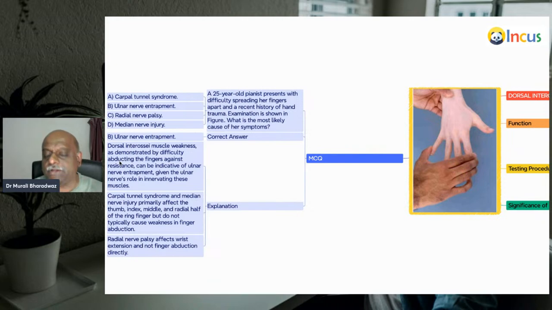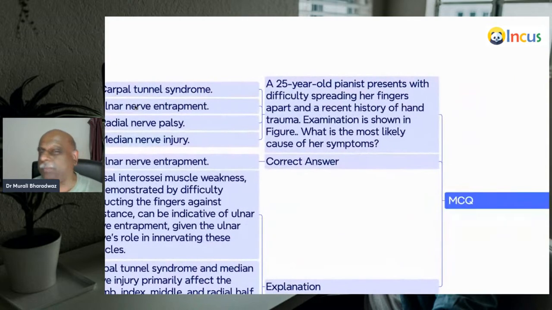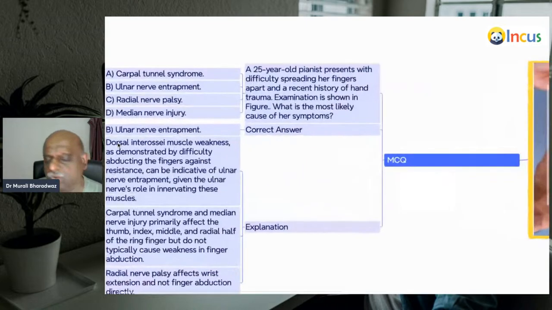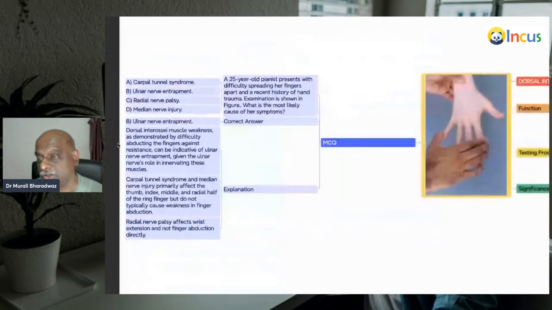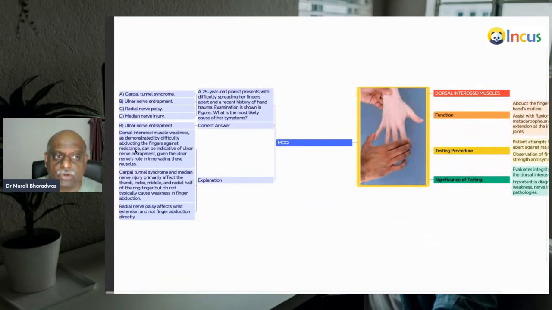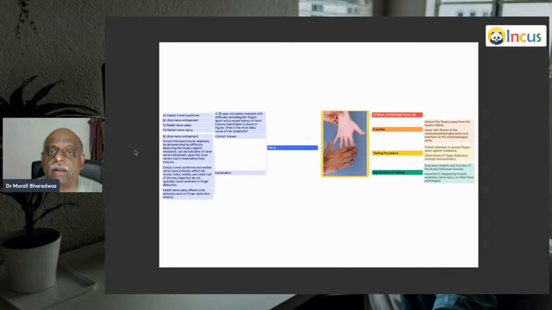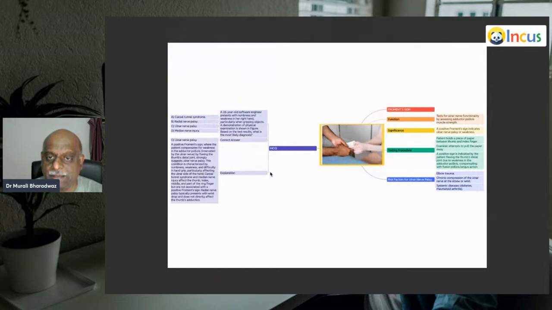Hardly there are 1,000 topics. Each topic has got around 15-20 points that you need to thoroughly revise and understand the concept. So all the interossei, both palmar and also the dorsal interossei, they all typically are supplied by the ulnar nerve, is what you need to remember.